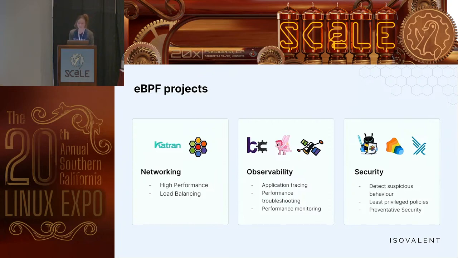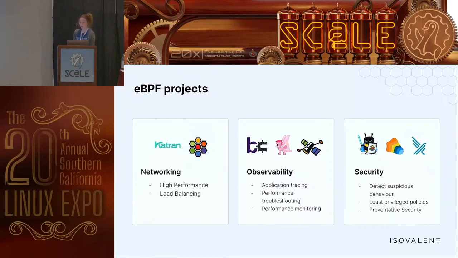So for networking, it's mainly used for high performance and load balancing. There is Katran, which is a high performance load balancer from Facebook. They switched to eBPF instead of IPVS, which is a software-based type of load balancer, and they saw a massive performance improvement. So we have Cilium, which is load balancing, networking, and security for Kubernetes services.